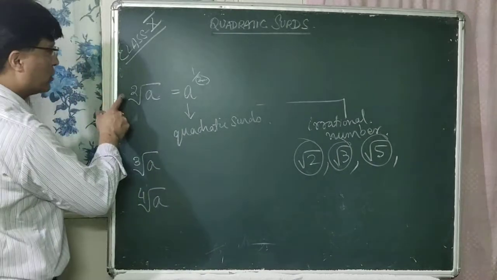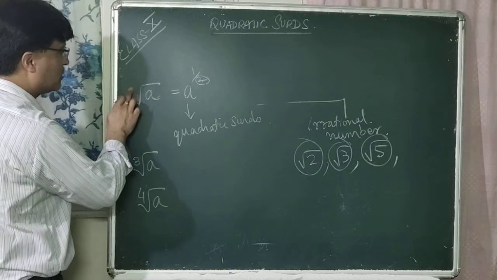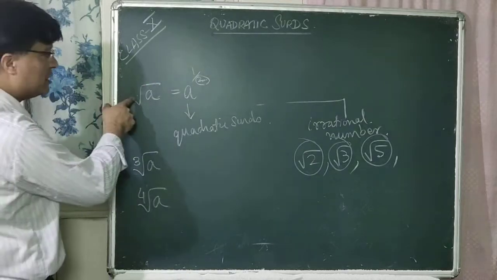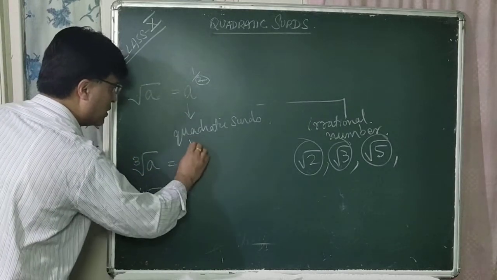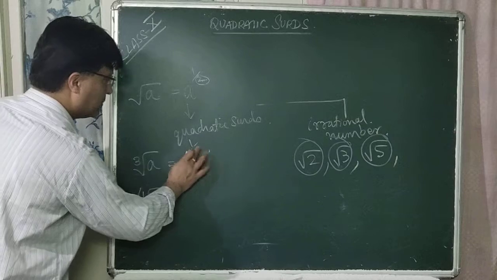Okay? Square root we write only as root over a. It means a to the power half, right? What is cube root of a? It is a to the power 1/3, right?